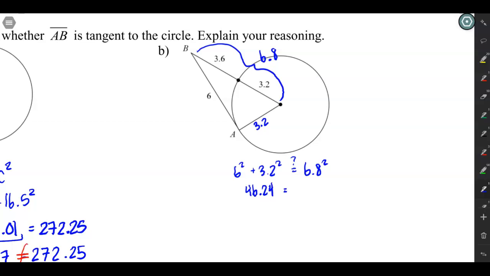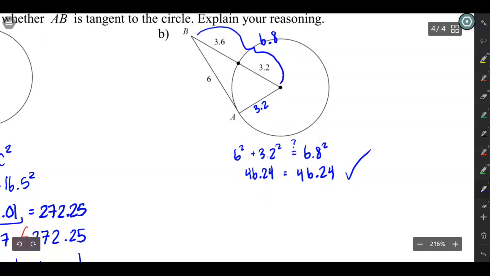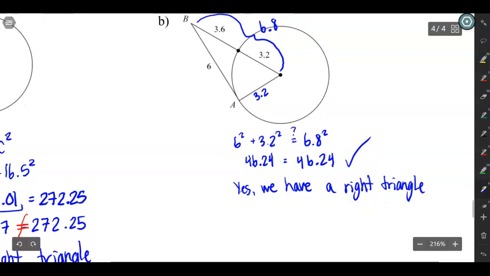And then I'm going to figure out what 6.8 squared is. Oh, would you look at that? 6.8 squared is 46.24. So what happened is that the Pythagorean theorem worked, which means we have a right triangle. And if we have a right triangle, that means that yes, the segment AB is tangent to the circle.